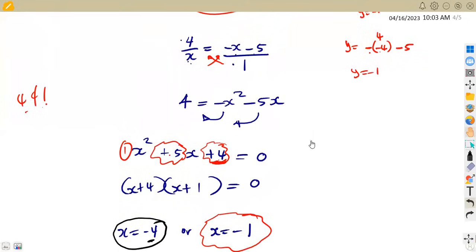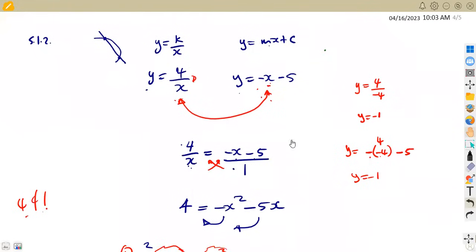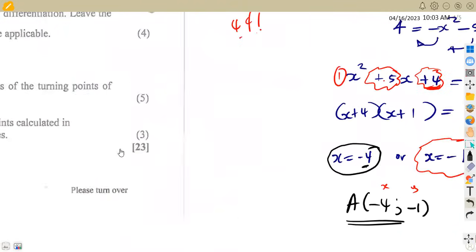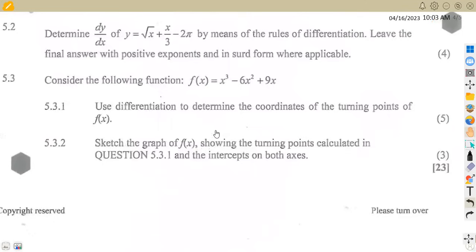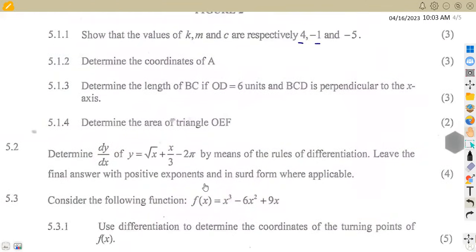All right, so that is how you determine the point of intersection. You solve the given equations simultaneously. All right, so let's check the other part of the question. Let's see. Now we are given to determine, all right.